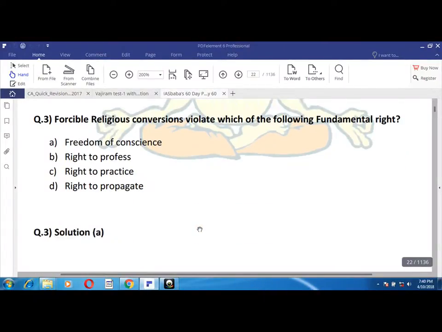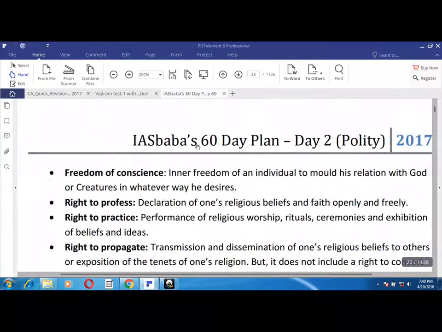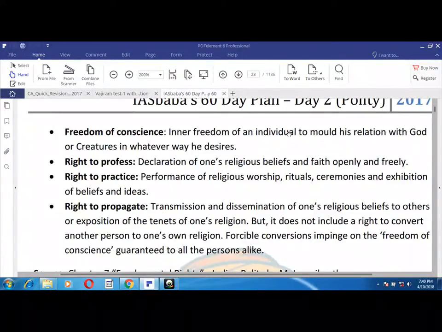Next question. Forcible religious conversion violates which of the following fundamental rights? Freedom of conscience. It violates freedom of conscience, the inner freedom of the individual to mold his relation with God and creatures in whatever way he desires. Right to profess: declaration of one's religious beliefs and faith openly and freely. Right to practice: performance of religious worship, rituals, ceremonies, and exhibition of beliefs and ideas. Right to propagate: transmission and dissemination of one's religious belief to others, or exposition of the tenets of one's religion. Freedom of conscience.